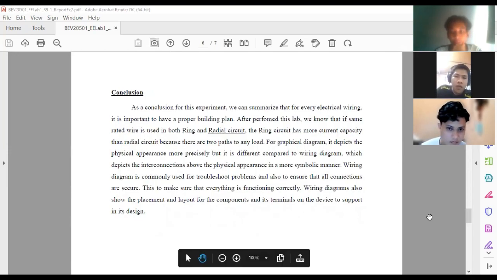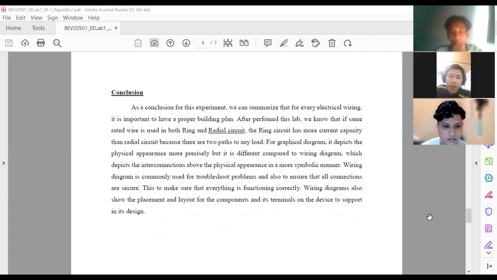So for the conclusion of this experiment, we can summarize that for every electrical wiring, it is important to have a proper building plan. After performing this lab, we know that if the same wire is used in both ring and radial circuits, the ring circuit has more current capacity than the radial circuit because there are two paths to any load. A graphical diagram depends on the physical appearance more precisely, but it is different compared to the wiring diagram.